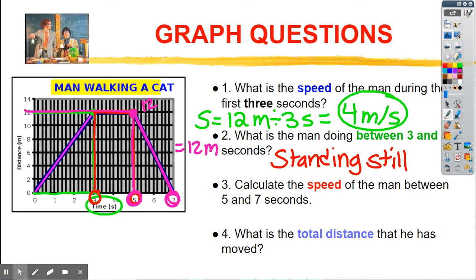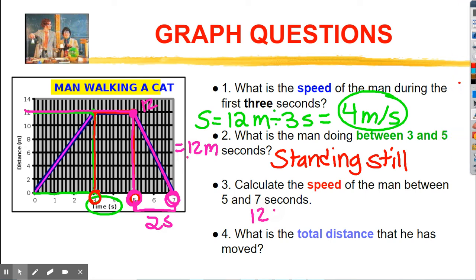So how much time do we have between 5 and 7 seconds? We have 2 seconds. So all I need to do is 12 meters divided by 2 seconds. That would give me 6 meters per second. So he's actually going a little faster on his way back home.